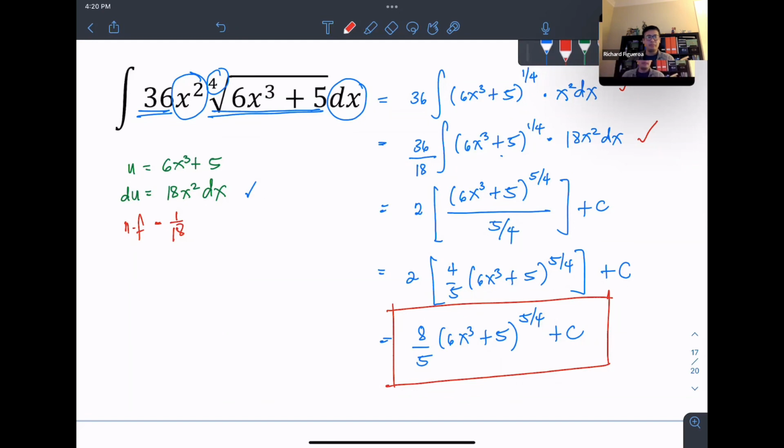Okay, so try to absorb. If you have some clarification, please raise it. Yes, Samuel. Sir, can it be written again as a radical sign? Yes, it can. If you do that, it will be the 4th root of 6x cubed plus 5 raised to 5.